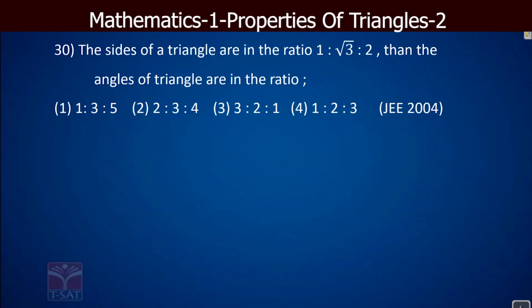Problem number 30. The sides of a triangle are in the ratio 1 : √3 : 2. Then the angles of the triangle are in the ratio: 1) 1:3:5, 2) 2:3:4, 3) 3:2:1, and finally 4) 1:2:3. This is JEE 2004.